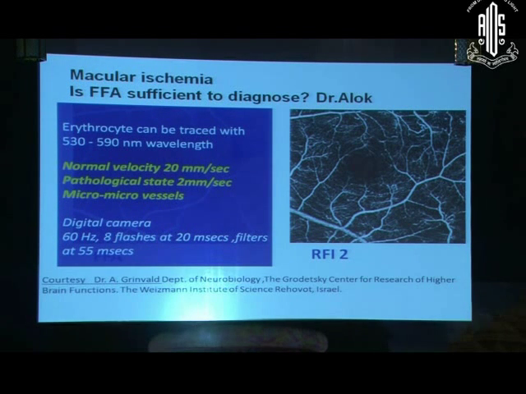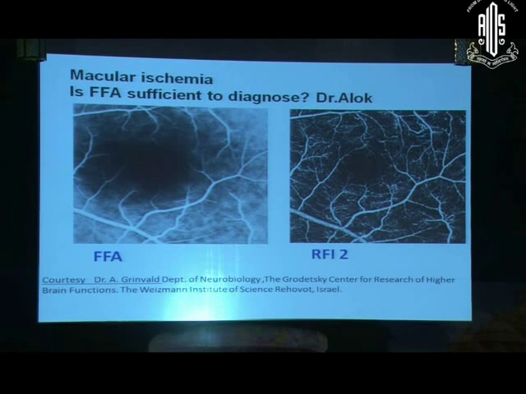So my impression from the two faculty is that it's not easy to settle by any method that this is a case of macular ischemia, because visual acuity can be misleading. A new technique has evolved wherein the principle is that erythrocytes can be traced with 500 to 590 nanometer wavelength. They say that the normal velocity of erythrocytes is 20 millimeters per second. In pathological states, it slows down to 2 millimeters per second. And thus you can picture microvessels with a digital camera. This technique is known as retinal functional imaging.